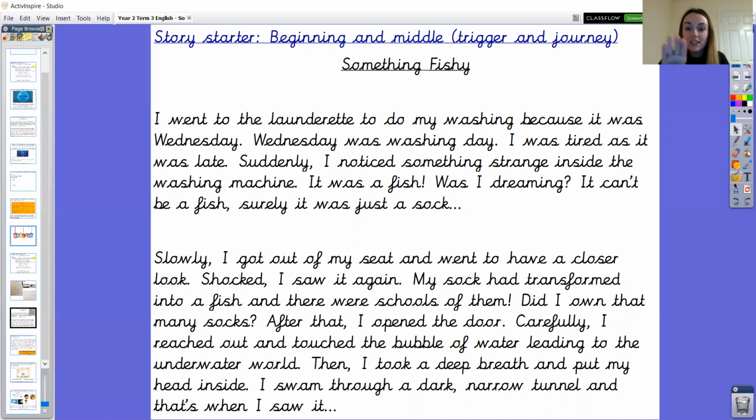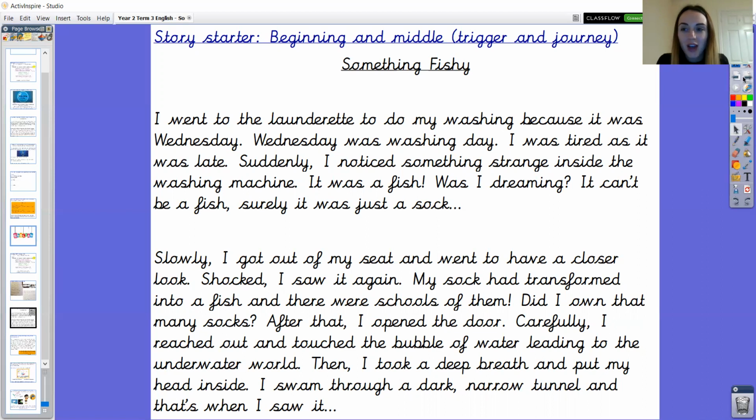Carefully, I reached out and touched the bubble of water leading to the underwater world. Then I took a deep breath and put my head inside. I swam through a dark, narrow tunnel, and that's when I saw it. So the character has arrived at the fantasy underwater world full of the sea creatures made out of her washing.